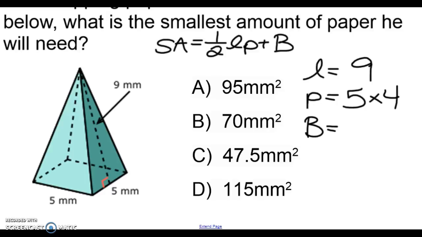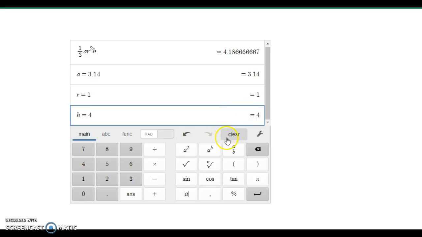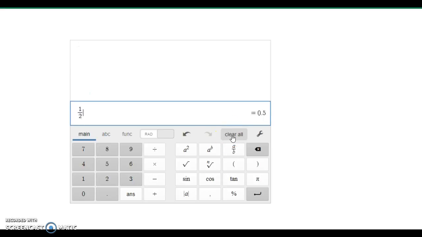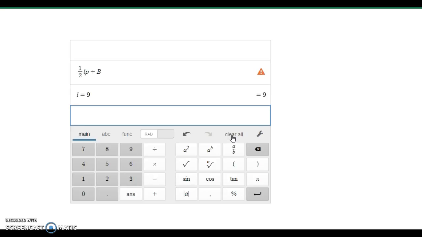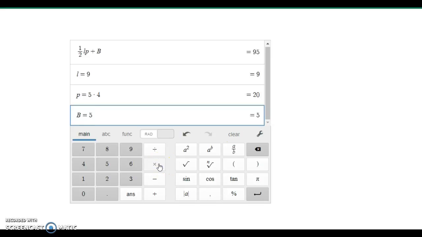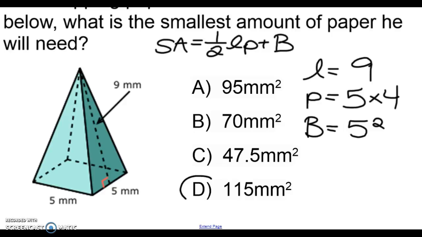The big B is the area of the base, and the area of a square is side squared, so I'm going to take my side and I'm going to square it. And then from here, you guys are really good about this. You're just going to go right to Desmos and you're going to plug it all in. So it's 1/2 times L times P plus big B. My slant was 9. My perimeter, we had to take 5 and multiply that by 4 sides, and the big B was the side squared, and it looks like I get 115, so you should have selected answer choice D.